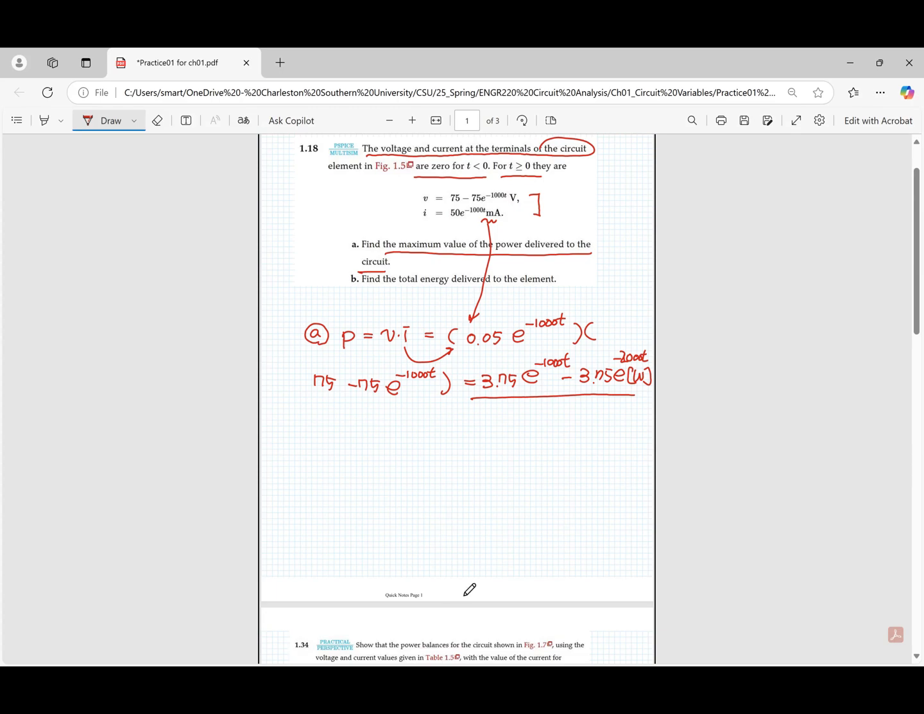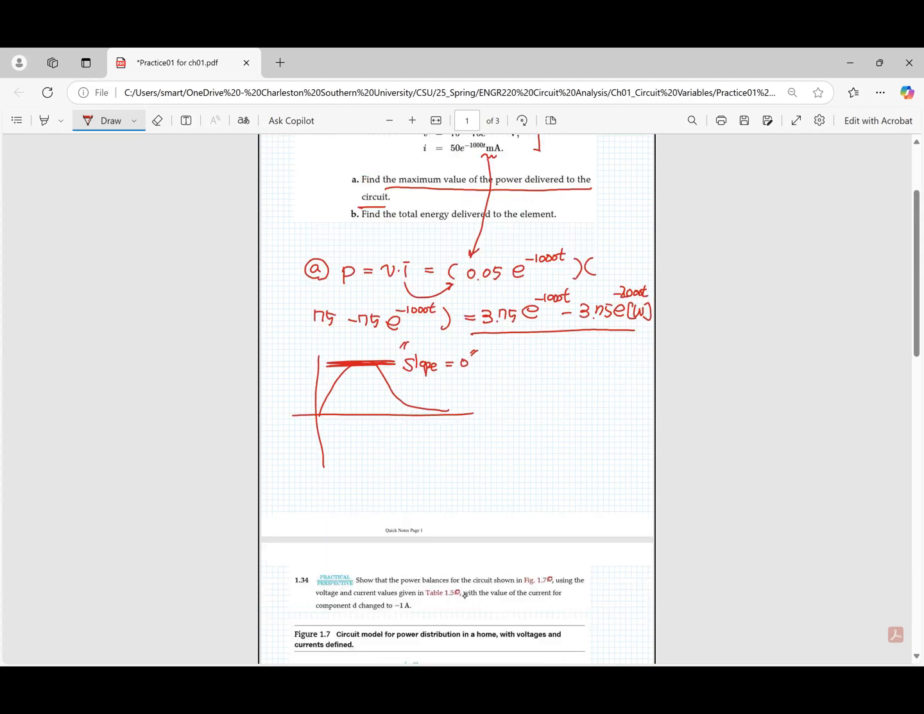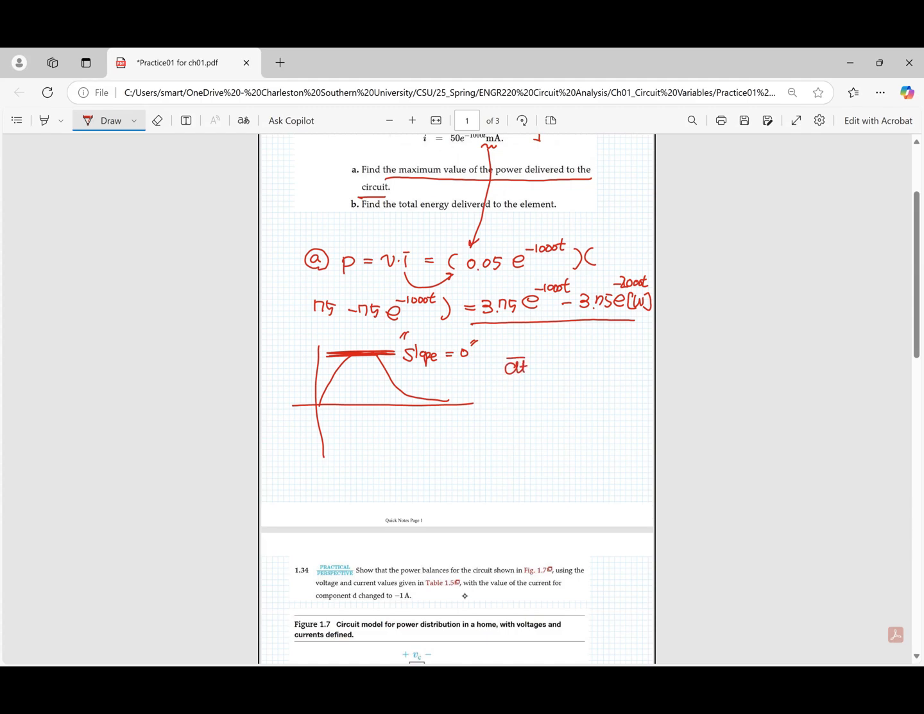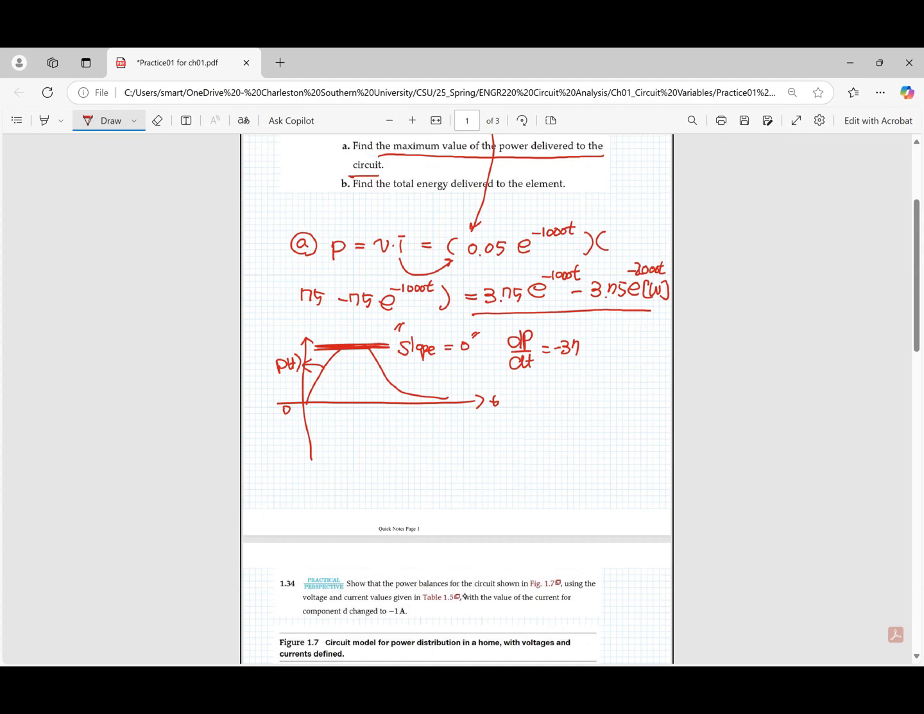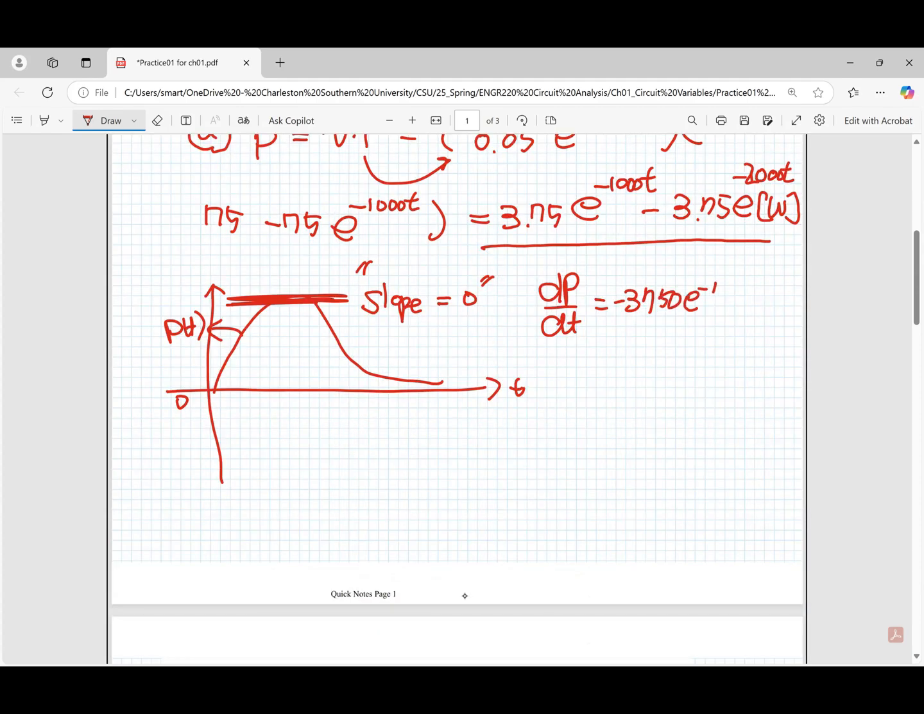So I mean, we're going to find the maximum value. I'm going to show you. Whatever you want, the slope is going to 0. So it means we have to take the derivative dp/dt of the p function. Minus 3,750 e to the minus 1000 t plus 7,500 e to the minus 2000 t is going to 0.